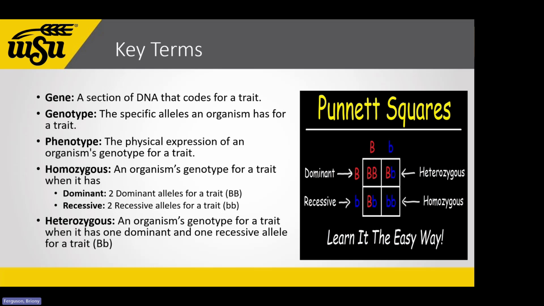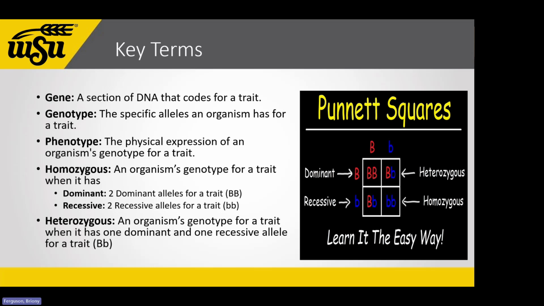Now, genotypes can be homozygous, homo meaning one. They can be homozygous dominant, so they have two dominant alleles for a trait. In this case, we're using B. We're going to have two capital Bs. They could also be homozygous recessive. And in this instance, we're going to have two recessive alleles, so two lowercase b's. They can also be heterozygous, though, so they're going to have one dominant and one recessive allele. And this is going to show up as one uppercase letter and one lowercase letter.